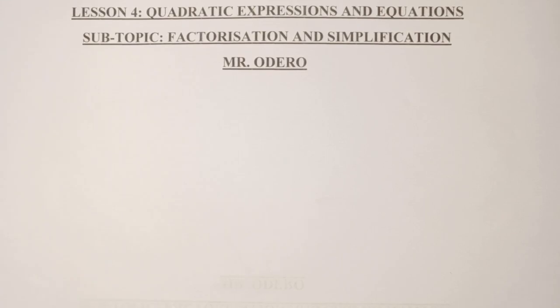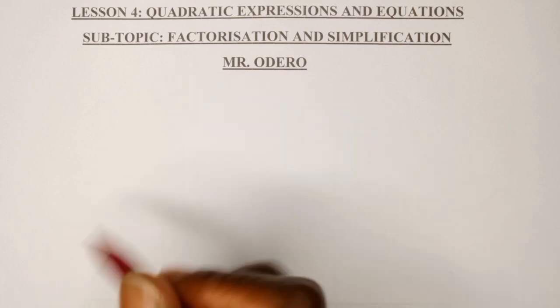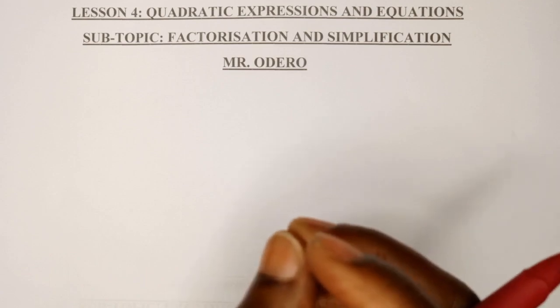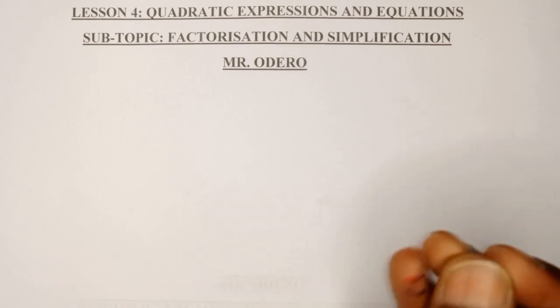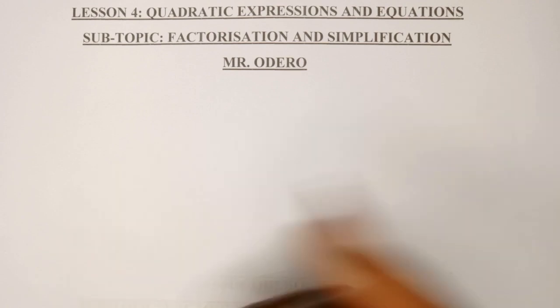Today we're in lesson 4 of quadratic expressions and equations. Our subtopic is factorization and simplification. In our previous lessons we have been looking at how to expand and how to use quadratic identities to expand. Now we do the reverse. If you expand, you come up with an expression. Then you can factorize. You go back to the factors of the quadratic expression.